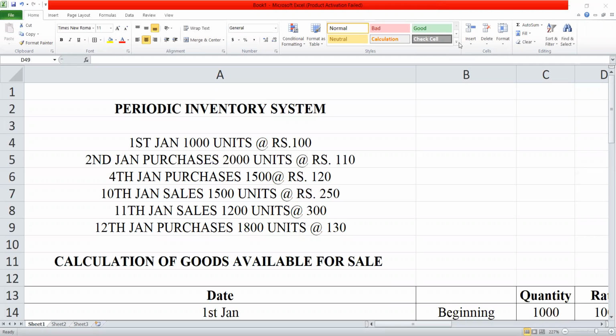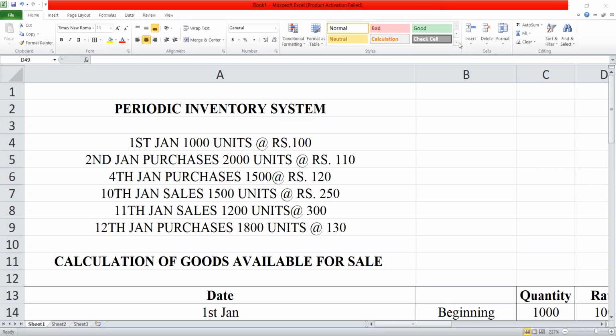In our last videos, we have already learned about the perpetual inventory system. Now it is time to learn about the periodic inventory system. As I already discussed, the periodic inventory system is that inventory system where we measure the cost of ending inventory at the end of the period. So how can we calculate under this method?